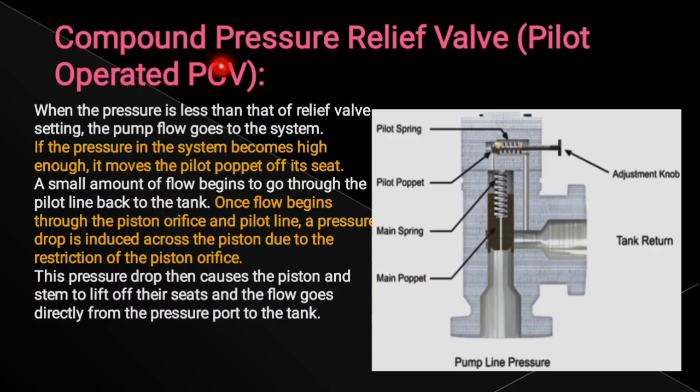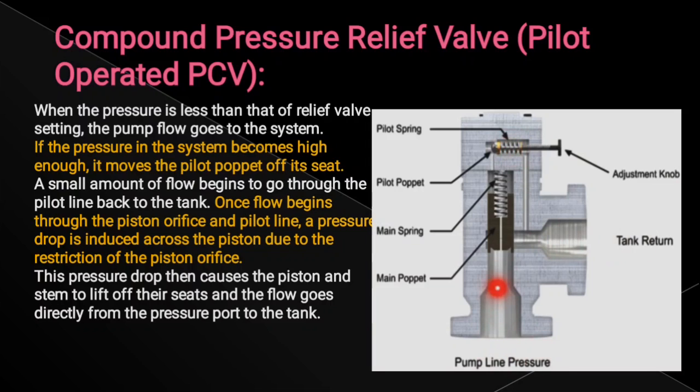So next is the compound pressure relief valve. We have discussed the simple pressure reliever. Now the compound pressure reliever, how it operates. So this is the diagram. You can see this is the body of a valve which has one main piston, or you can call it a main poppet, and another system called a spring operated pilot poppet, which has an adjustable knob. This is the main spring, this is the pilot spring, this is the pressure line.